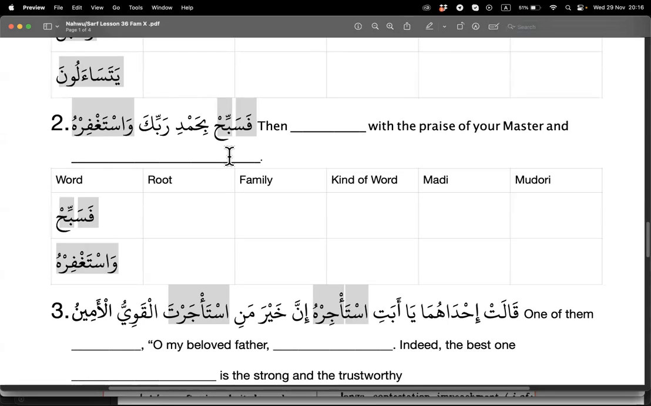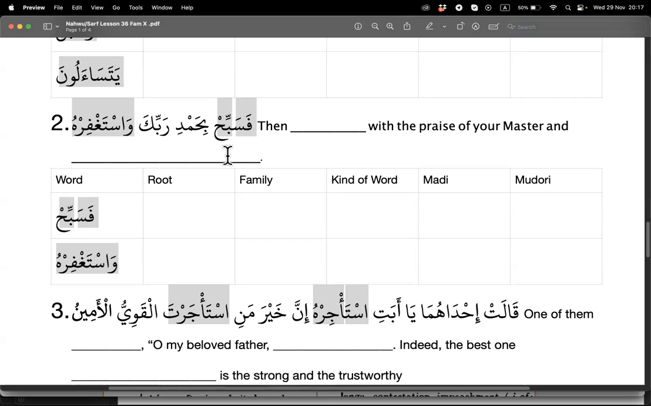Fasabbih from the root word, from the bab taf'ilan. Yes, family two. What's the root letters? Sabbaha yusabbihu tasbihan. You said fahuwa the verb is taf'ilan. So what's taf'ilan, the master? Tasbihan. Yes, tasbih. Sabbaha yusabbihu tasbihan. Fahuwa musabbihun. Yes, and what's the kind of word here?